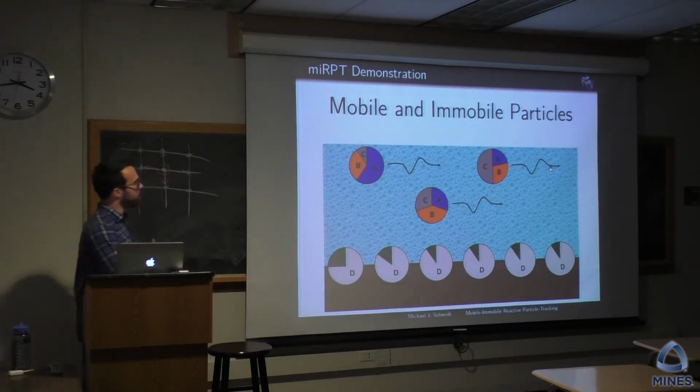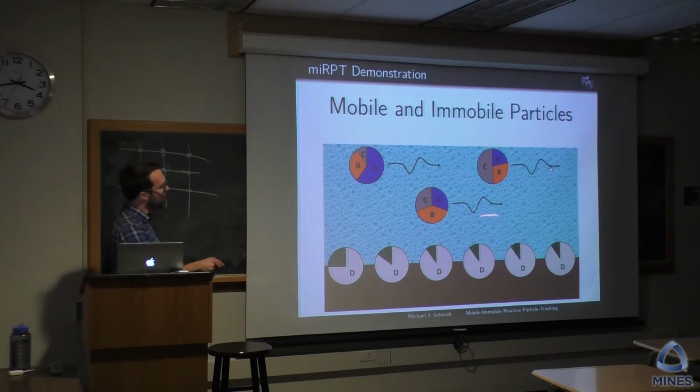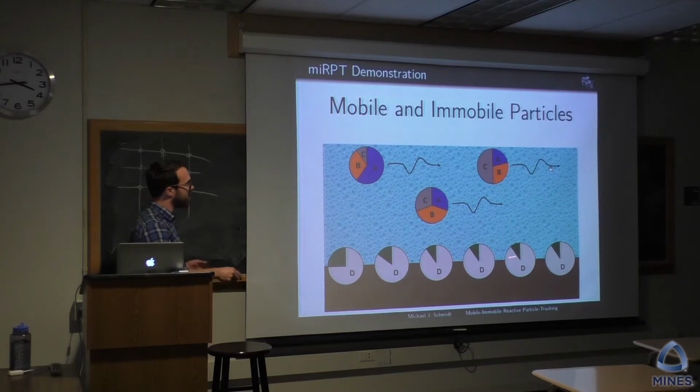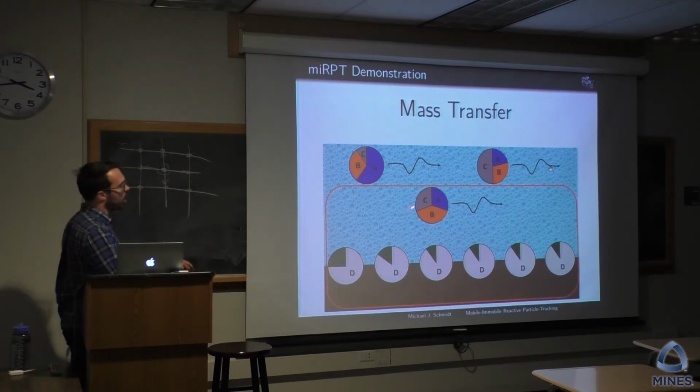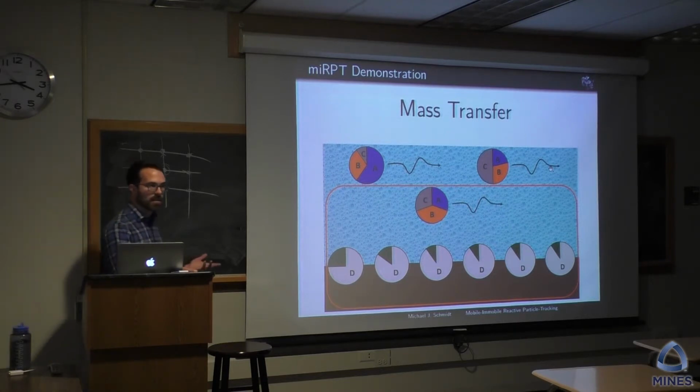So here's my little cartoon for this one, where we have mobile particles moving via random walks in advection up here, and our immobile particles, things say like the rock that your aquifer is made of, call it calcite, maybe dolomite, just down here not moving. So we need to do that mass transfer. We need to bring all of these mobile species down to the immobile particles so we can balance the masses.